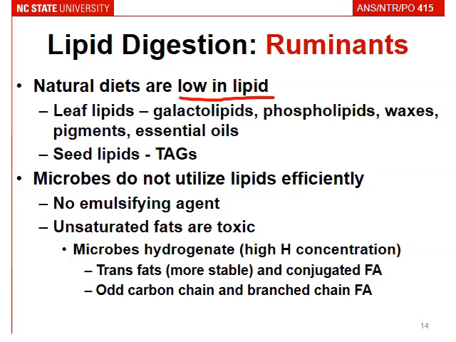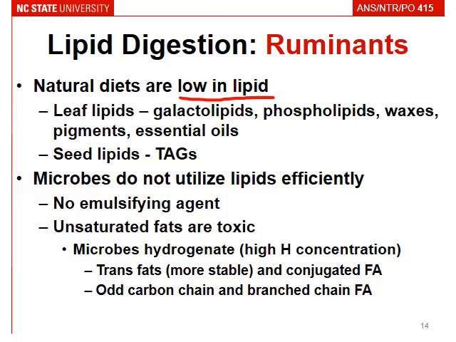In addition, our microbes do not utilize lipids very efficiently. Within the rumen, they do not have an emulsifying agent. We don't have any bile salts released within the rumen, so they don't have the assistance of that emulsification to help attach onto those triglycerides or lipid droplets to break them down. In addition, the unsaturated fats are toxic to the microbes.